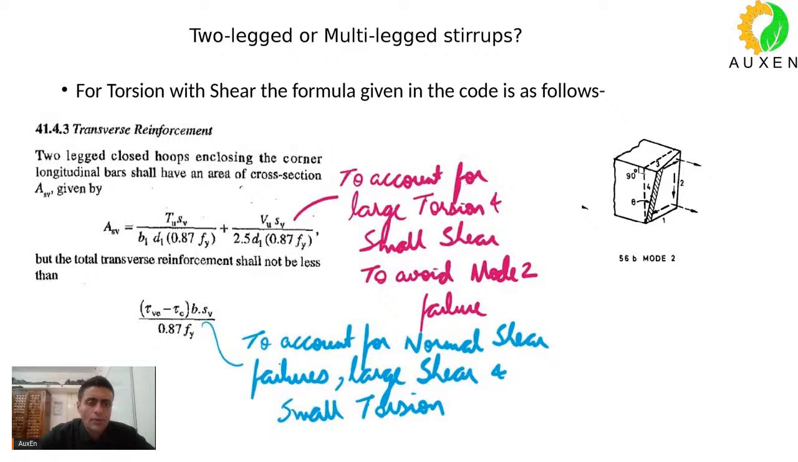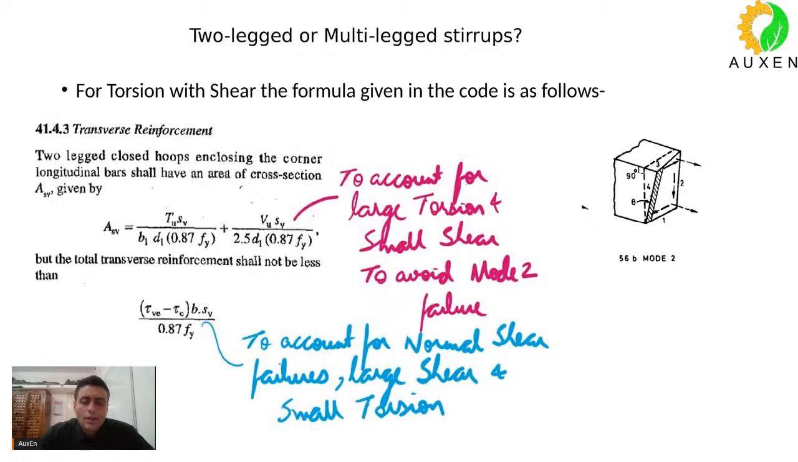So the first formula is to account for situations where you have a large torsional moment and relatively smaller shear. All right. So the torsional moment is quite large and shear is small, and to avoid mode 2 failure, that is a warping type of failure in your cross section, I have tried to show the mode 2 failure on the right side of the screen. So to avoid such a mode 2 failure, only two-legged stirrups are effective.